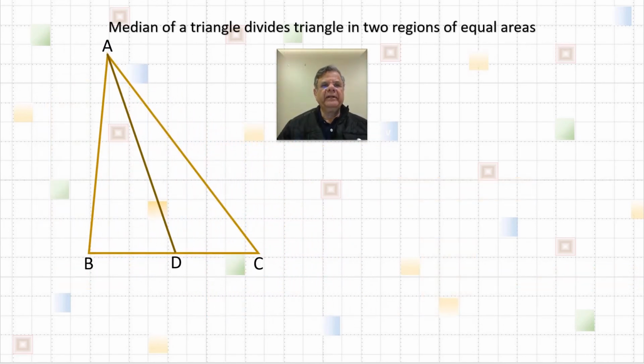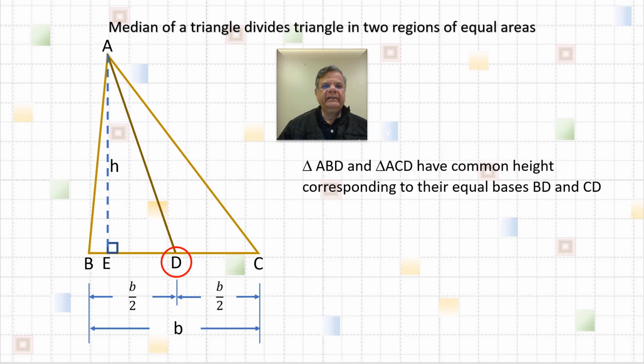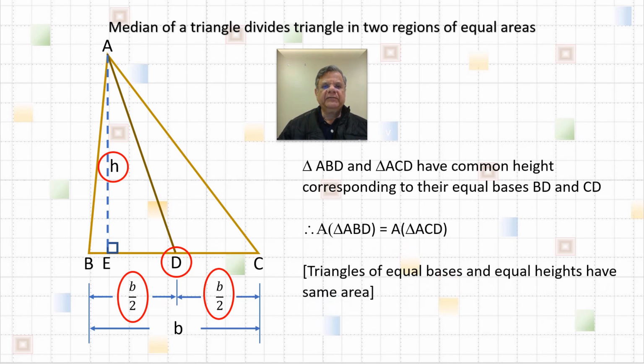Now we'll prove property median of triangle divides triangle in two parts of equal areas. Let length BC be B. As D is midpoint of segment BC, BD equal to DC equal to B by 2. Draw AE perpendicular to BC. Now triangles ABD and ADC have common height h corresponding to equal bases BD and DC respectively. And therefore, area of triangle ABD equal to area of triangle ACD. Triangles of equal bases and equal heights have same area.